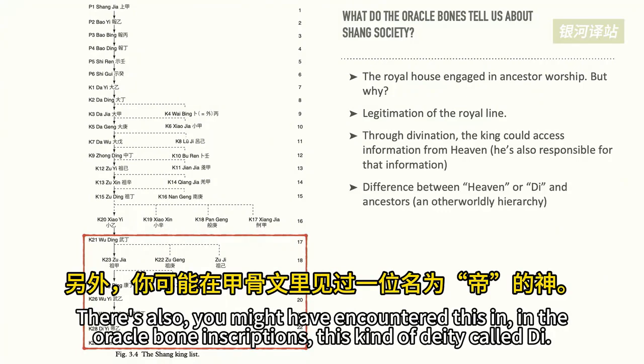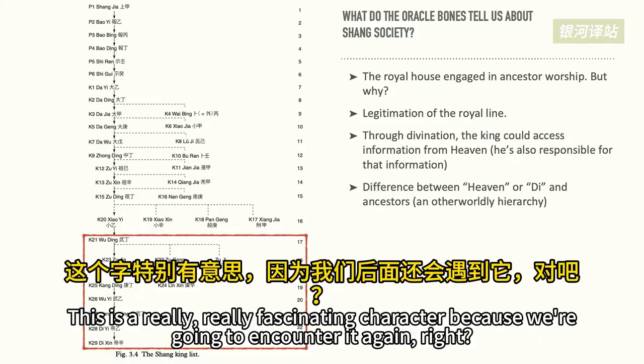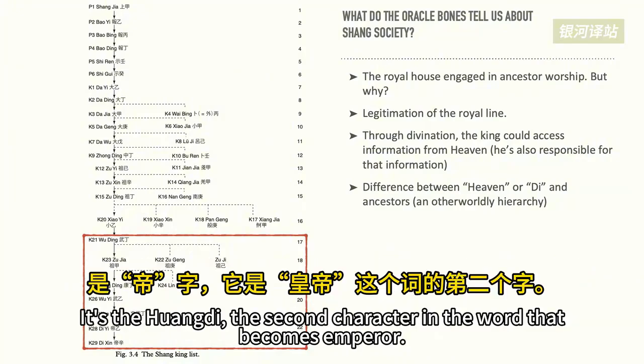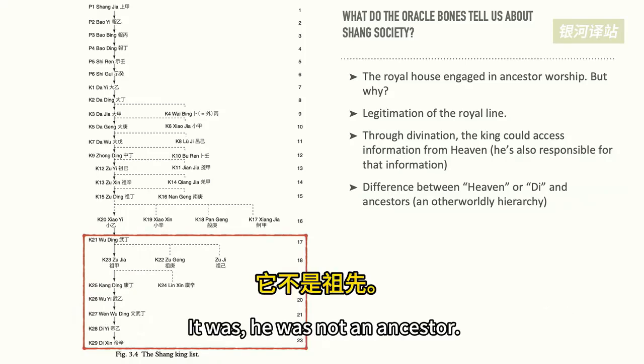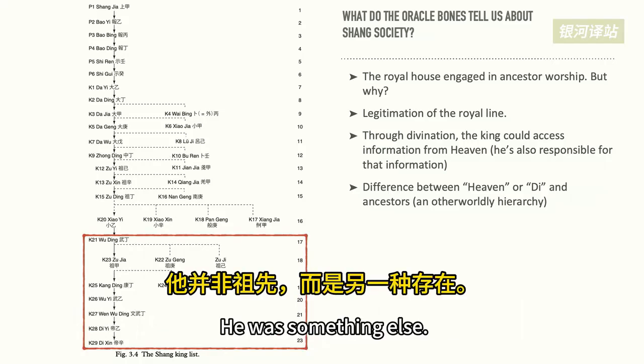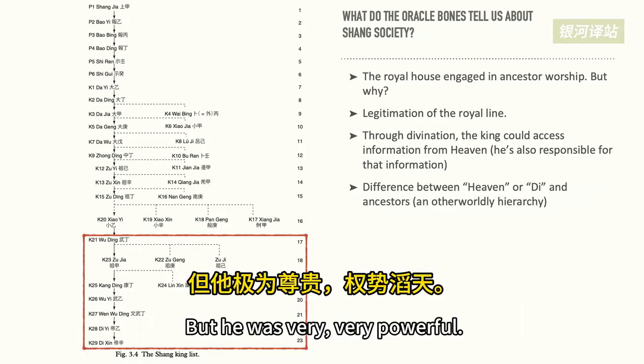There's also, as you might have encountered in the oracle bone inscriptions, a deity called Di. This is a really fascinating character because we're going to encounter it again. It's the Di in Huangdi, the second character in the word that becomes emperor. In its earliest appearance, it was a very high god in the Shang pantheon. He was not an ancestor. He was something else, but he was very, very powerful.